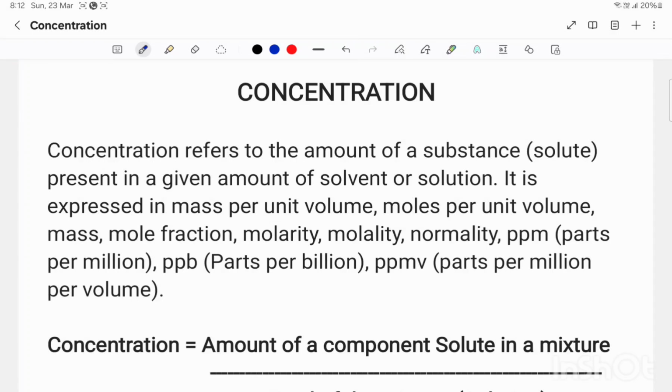Let's begin. Concentration refers to the amount of a substance present in a given amount of solvent or solution. It is expressed in mass per unit volume, moles per unit volume, mass, mole fraction, molality, normality, ppm, that is parts per million, ppb, parts per billion, parts per million per volume.